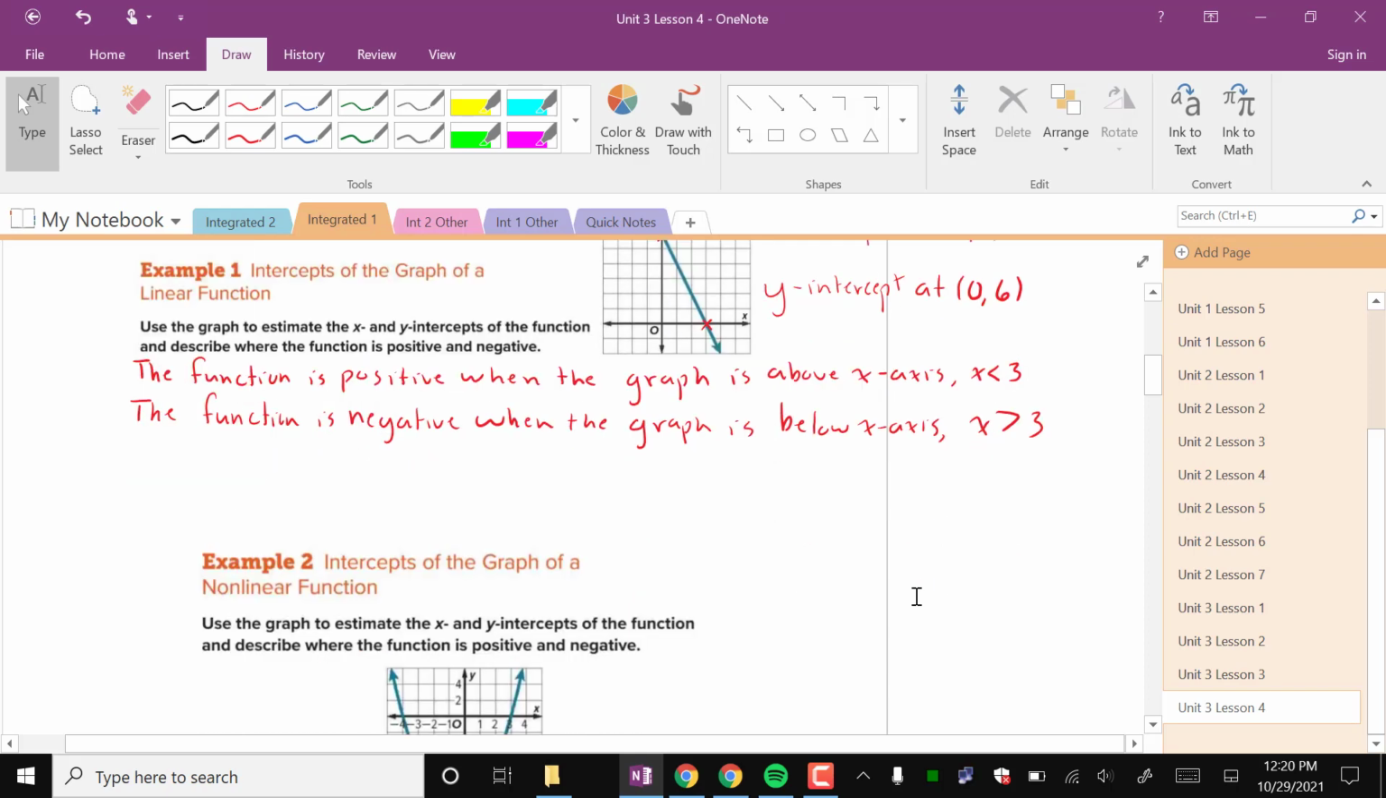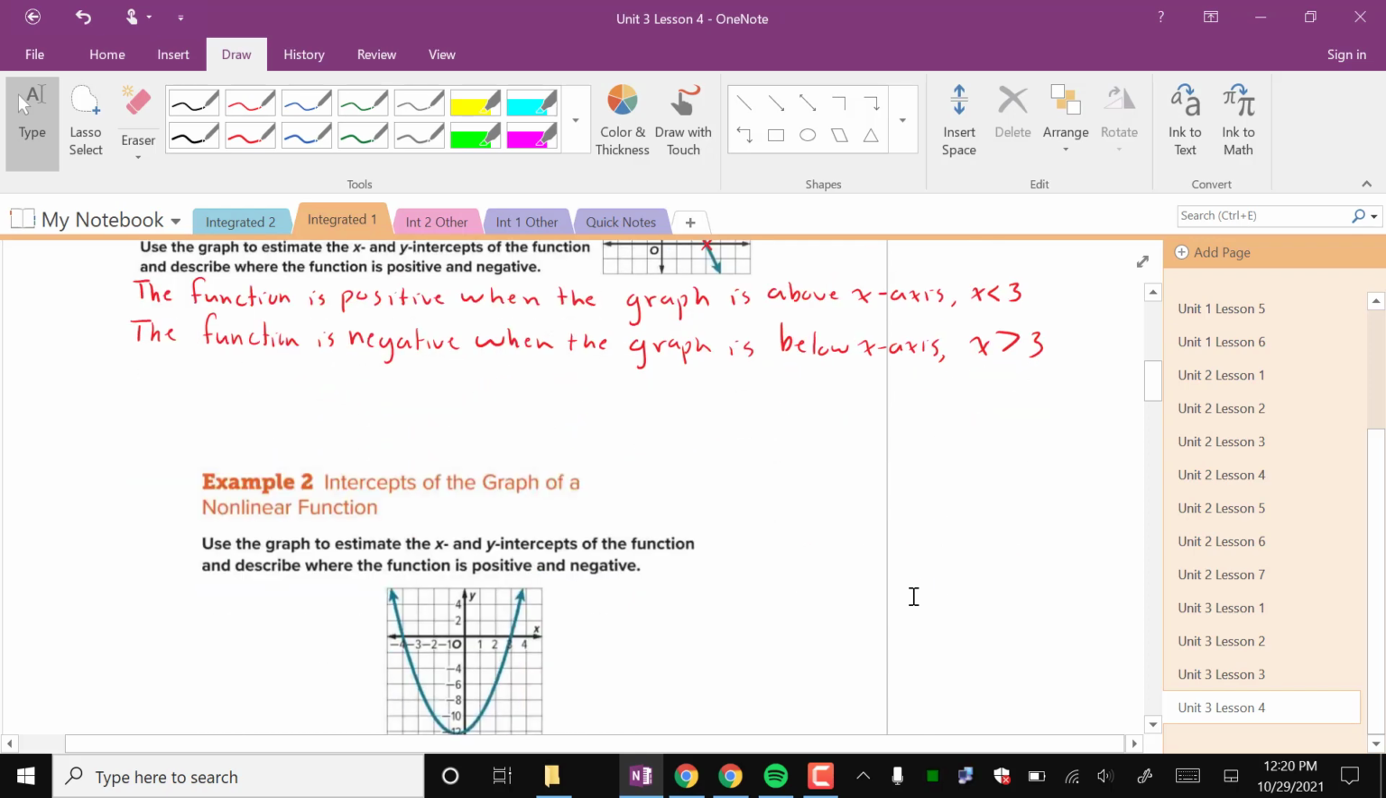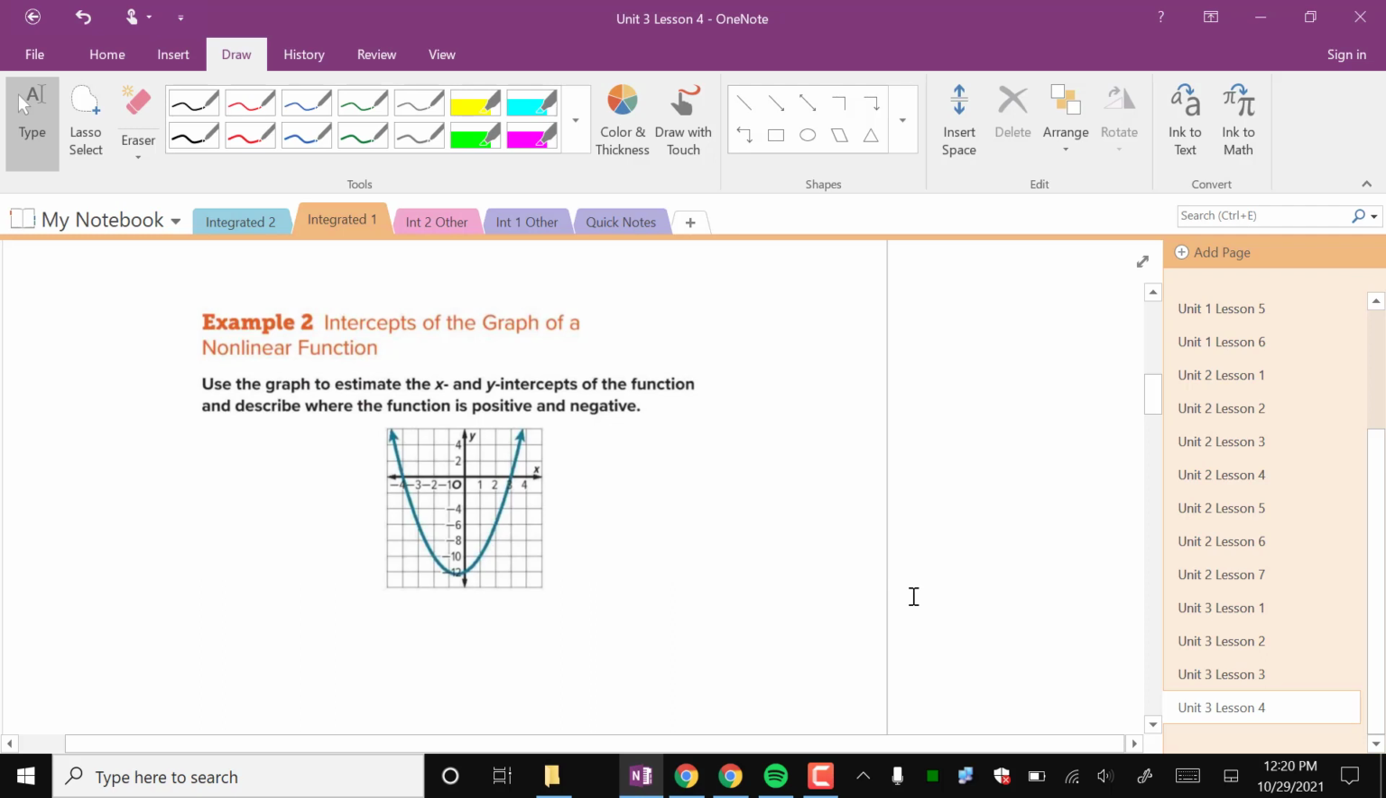All right, let's take a look at example 2. Intercepts of the graph of a nonlinear function. So it's nonlinear because it has a nice curve going on. So we want to find the x-intercept. We can always use int for intercept. The y-intercept. We want to see when it is positive and when it is negative.